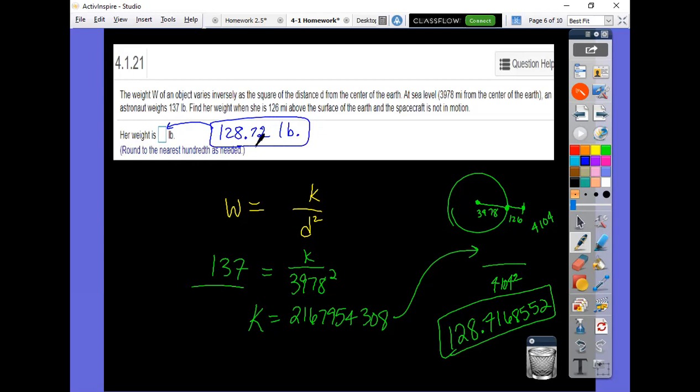So the little tricky part on there too was the whole idea that it was 126 farther out than the 3978. So a little bit of a picture maybe to analyze that was helpful.